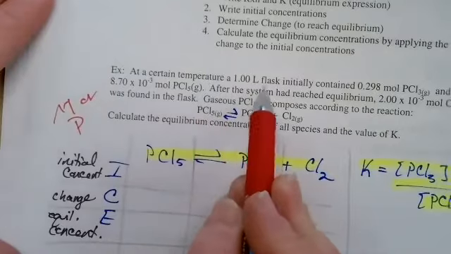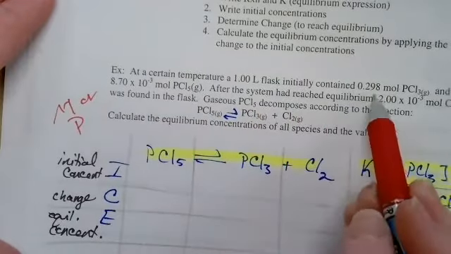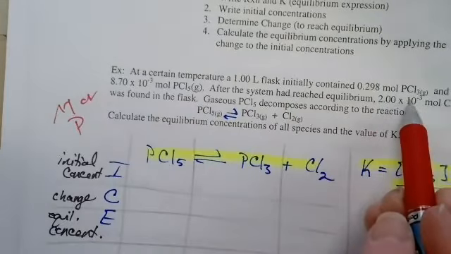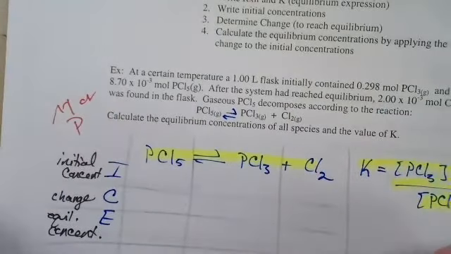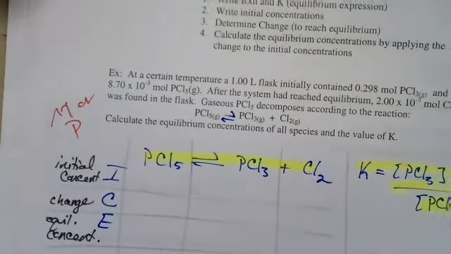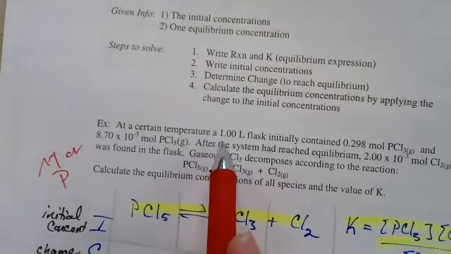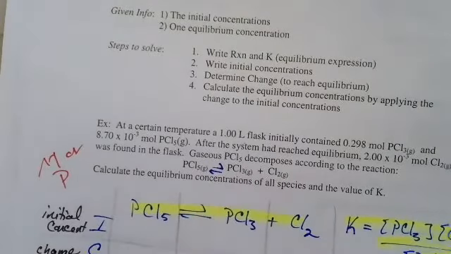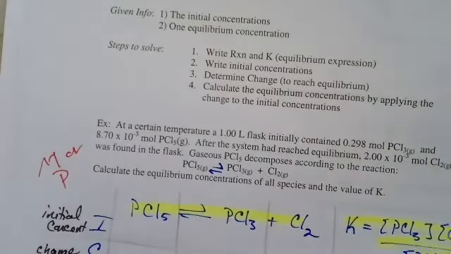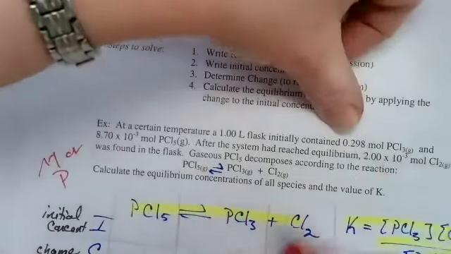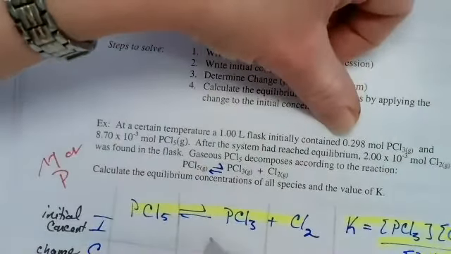At a certain temperature, a 1 liter flask initially contained 0.298 moles of PCl3. This gets molarity. When I see that we have a 1 liter flask, yippee, I'm dividing by 1. So my mole amounts directly become molarities. So I will then have 0.298 molar of PCl3. And I don't have to write M PCl3 because I'm writing it underneath this, so I know that means this species.